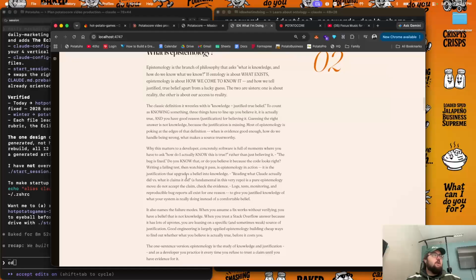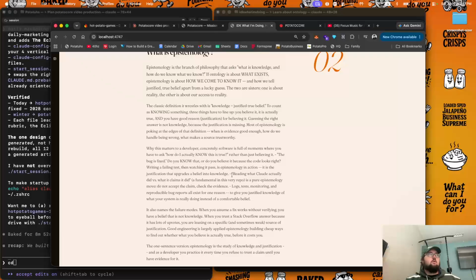So let's see. How do I actually know this is true rather than just believing it? The bug is fixed. How do I know that it's fixed? Does it just look better? Does it look right? Or did we write a test to prove that it's right? So we can say, here's the fix, an ontological claim. It is fixed.